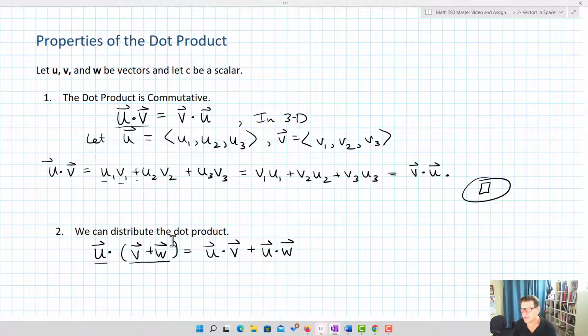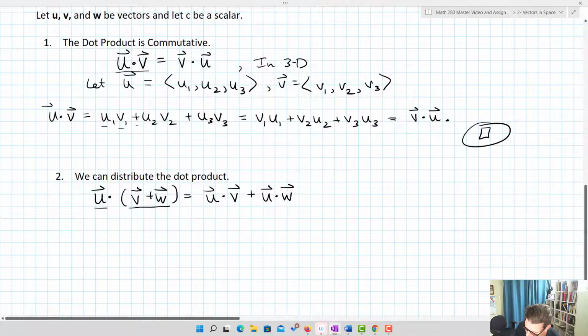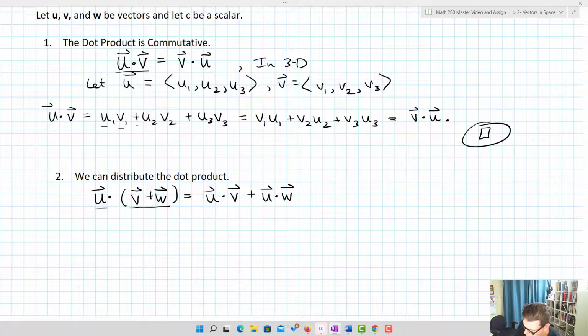And it seems obvious. You might think to yourself, that's totally obvious, but it's not really, because sometimes when you do different kinds of calculations, you get different kinds of results. Let's just prove this. We'll let w equal w1, w2, and w3. So we'll add our next vector.